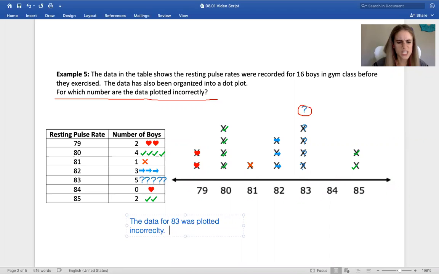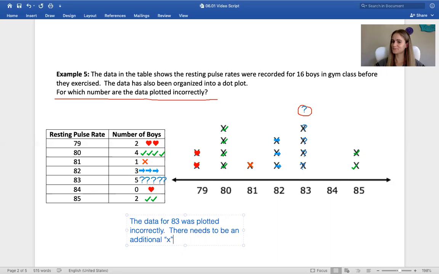All right, so our final answer here is the data for 83 was plotted incorrectly. Oops, I typed that wrong. There needs to be an additional X or an additional dot. It's just sometimes, as you saw up above, dots can get messy, so people will use X's instead, but it's still called a dot plot.